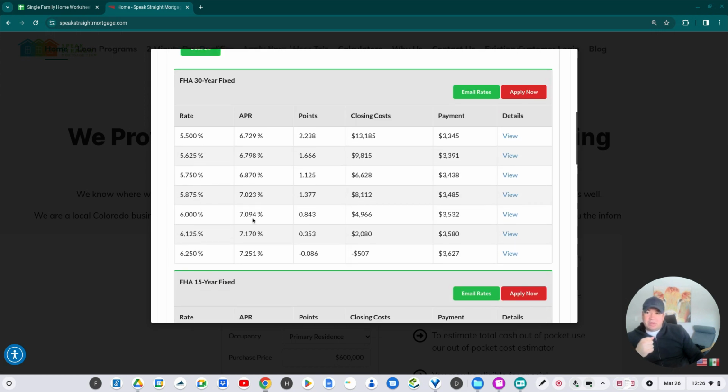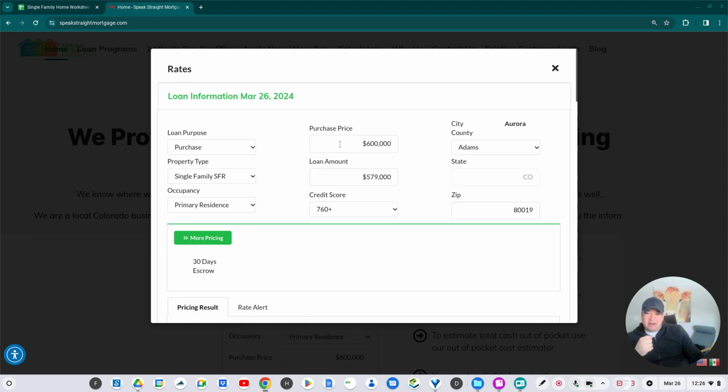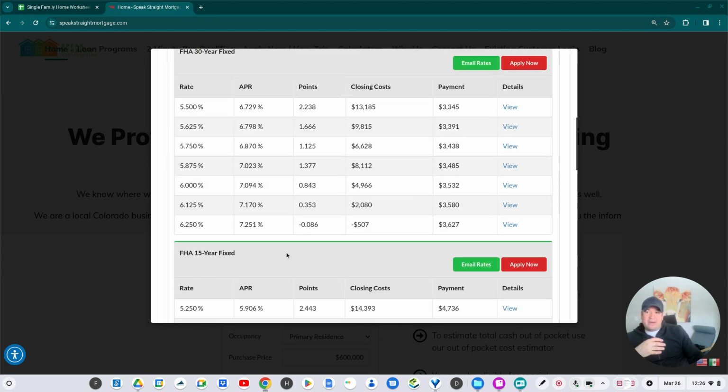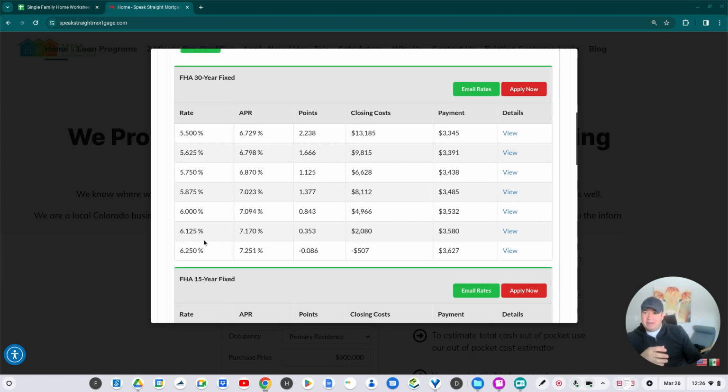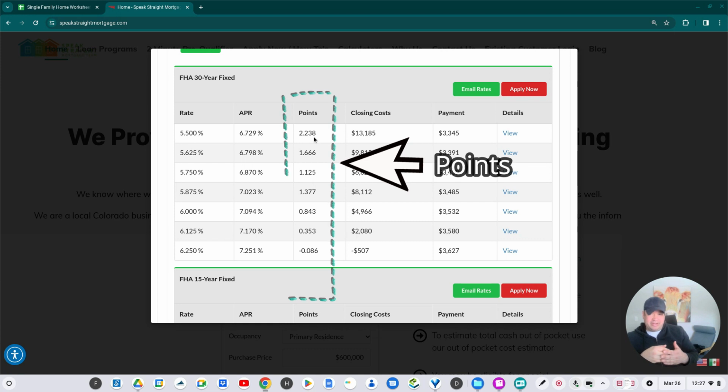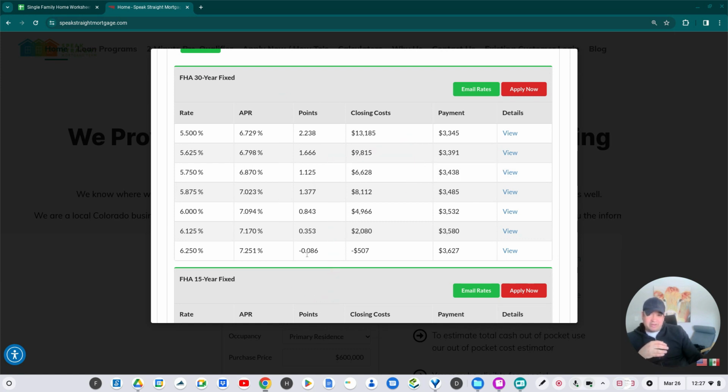Okay, so we put the information in the pricer. Purchase price of $600,000, loan amount of $579,000, which is 3.5% down. Hit get rates. You can see now it comes up with rates and points, and I'll show you what you need to enter. In this first column, we can see rate. For every rate, two columns down has the cost in points. You could do 6.25 and it doesn't cost you anything because it's a negative. You actually get money back to take that amount. But in this case, we're using 5.75.